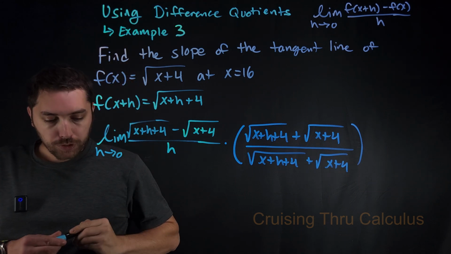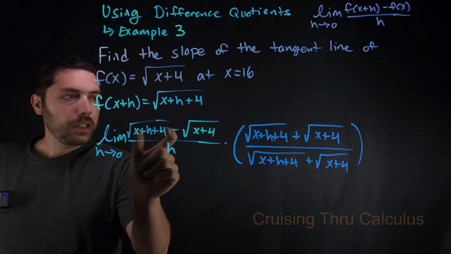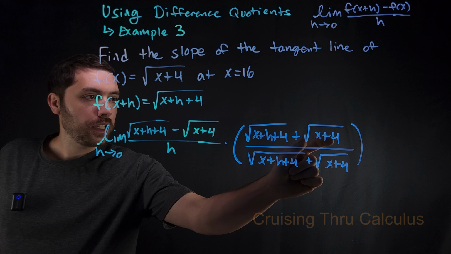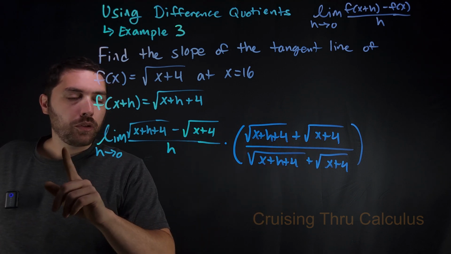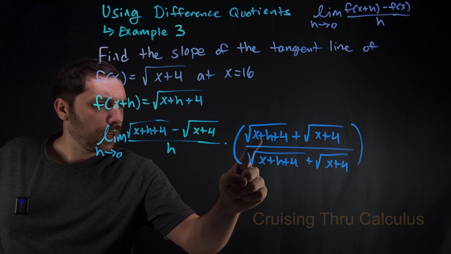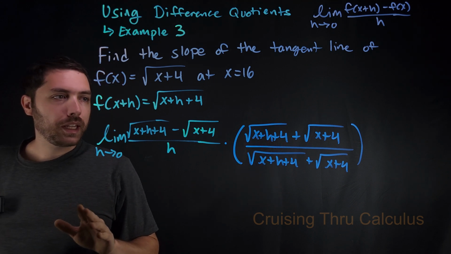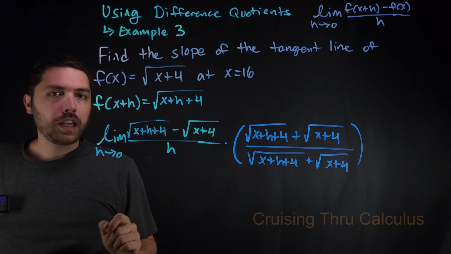Now remember that when you're multiplying by the conjugate, the first piece and the last piece have to stay the same. It's only the middle sign that changes here. So don't go around trying to make this like x minus h minus 4 or something like that. That has to stay the same.